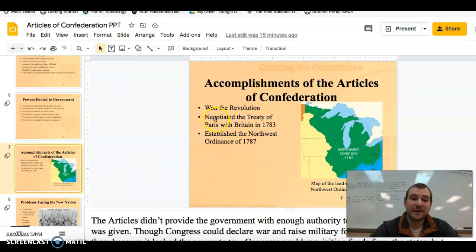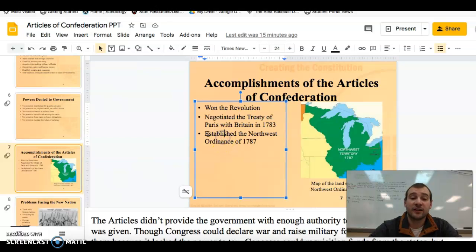There are 3 major accomplishments of the Articles of Confederation. We want to know all 3, so jot these down. The first one, obviously, we won the Revolutionary War under the Articles of Confederation, which is good. Second, this was the federal government. They negotiated the Treaty of Paris in 1783. Obviously, a really important thing. First time our country had to negotiate a nationwide peace.